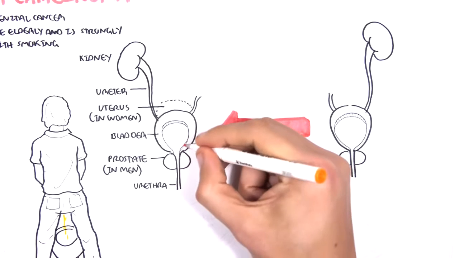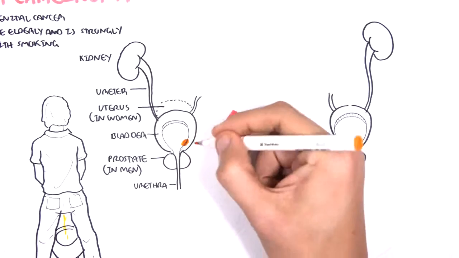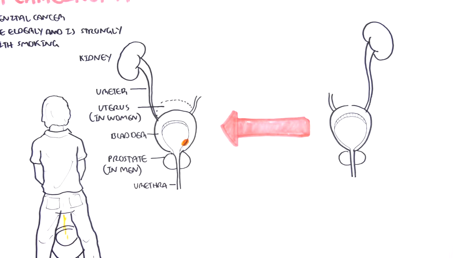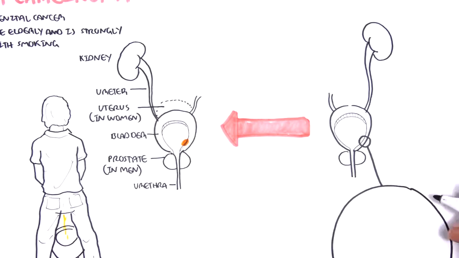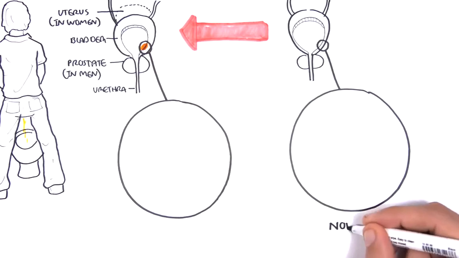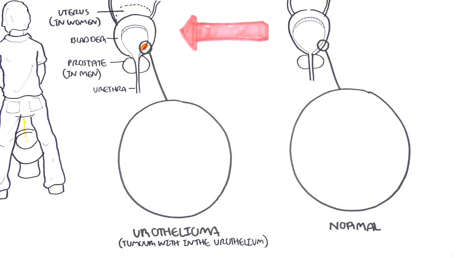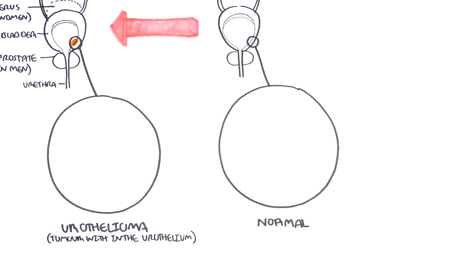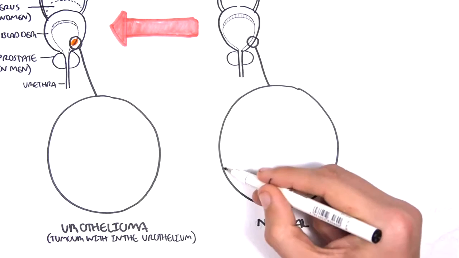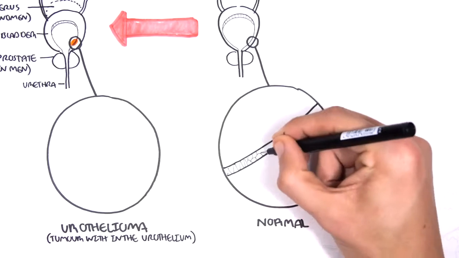Here is a growth in the bladder, which represents carcinoma. Let us compare the normal bladder and look at its progression to carcinoma of the bladder. The most common carcinoma is urothelioma, which is a tumor from the urothelium. This type of cancer is sometimes referred to as transitional cell carcinoma, because at the end of the day, these are transitional cells. So let us look at the layers of a normal bladder.